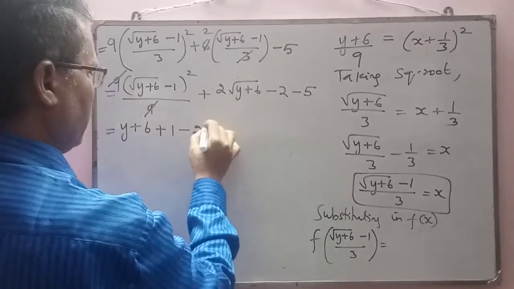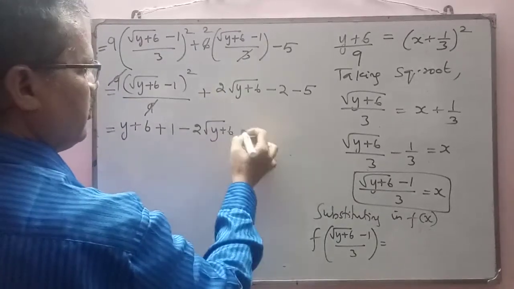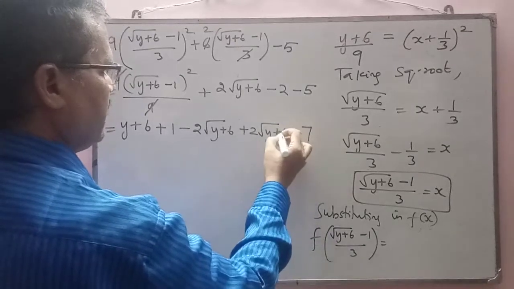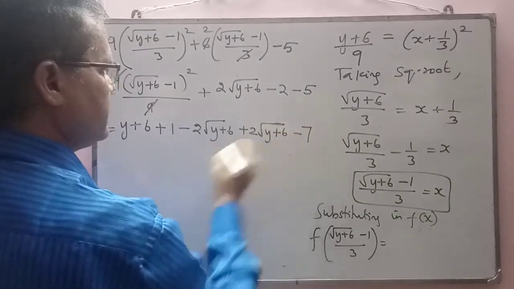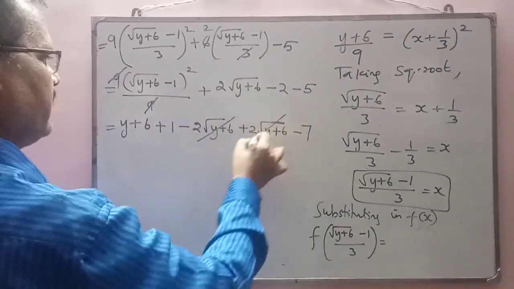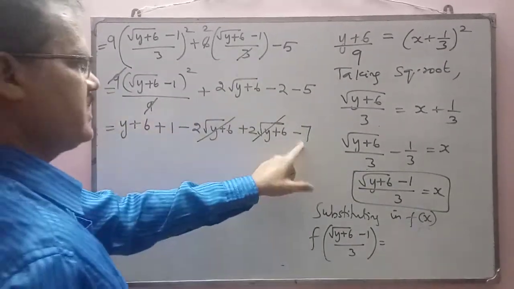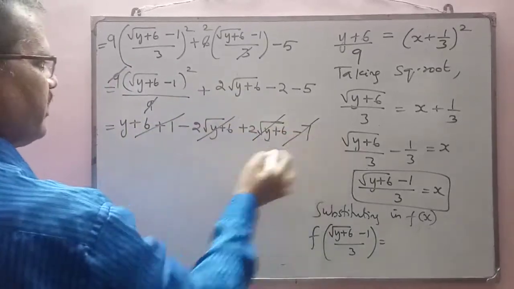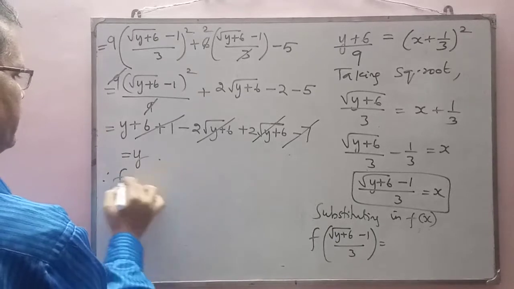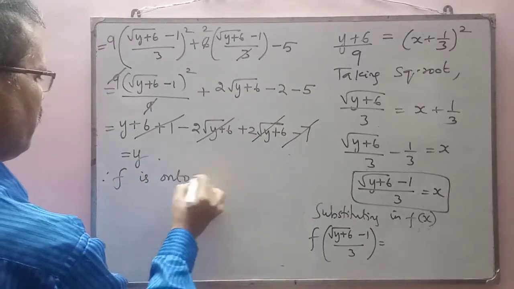Minus 2ab, 2 times root of y plus 6. Here you have plus 2 times root of (y plus 6) minus 7. See children, everything will get easily cancelled. Minus 2 root plus 2 root of (y plus 6) get cancelled. 6 plus 1 is 7, minus 7. So plus 7 minus 7. What is left now? Yes, you got only y. Therefore, f is onto function.